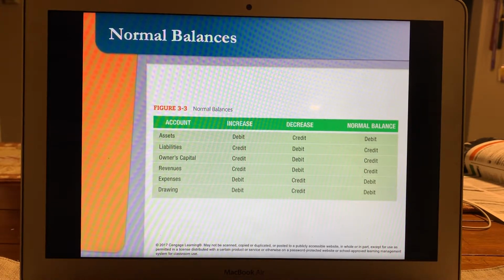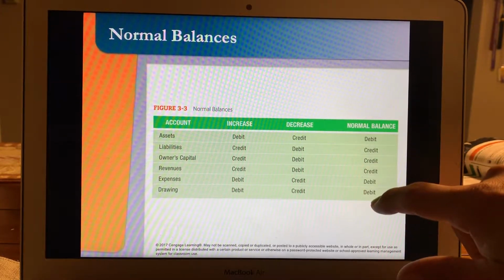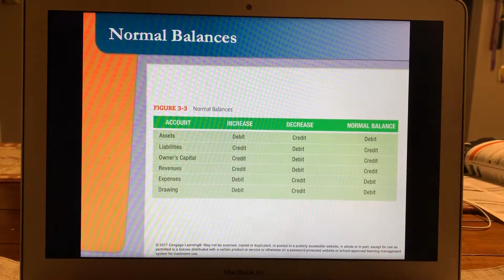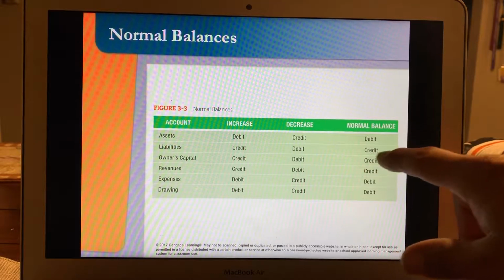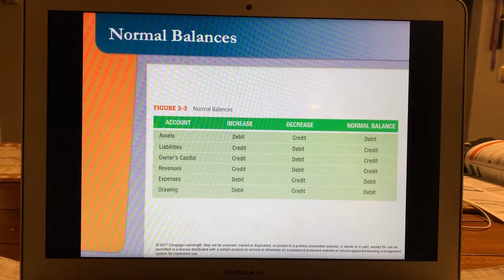Normal balances. So an asset, debit increase, credit decrease, normal balance is a debit. What they mean by at the end, after you close out and do your footing, these are the balances you'll probably have in there. You don't want to have a debit balance in a liability. You don't want to have a credit balance in an asset. I said that backwards. So then this table goes through and looks at those accounts.